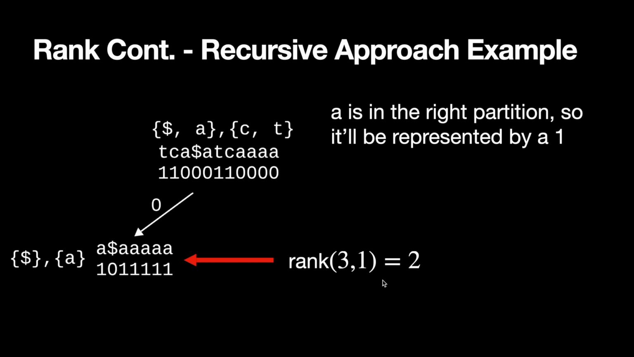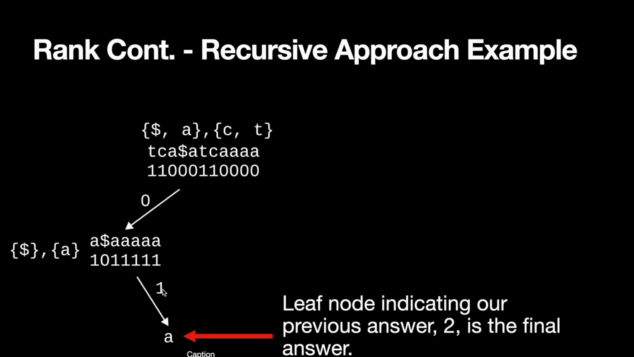So in this second rank call, we are looking to see how many of these 3 zeros, which represent the first 7 positions of the original bit vector, represent ones, which are A's. And here we find it is 2. So if we just look at the first 3 characters of this bit vector, 2 of them are ones. And now we can move on to the leaf node, which is to the right because A is in the right partition. The fact that we reached a leaf node indicates that our previous answer, 2, is the final answer.